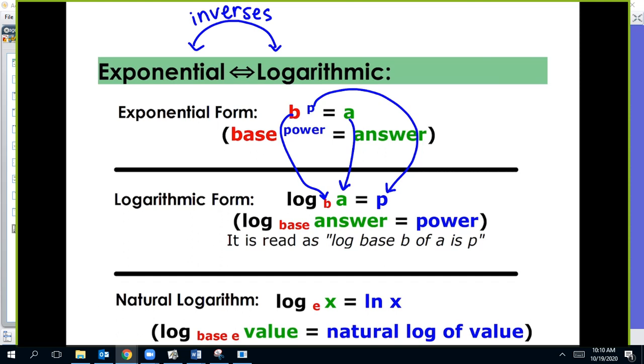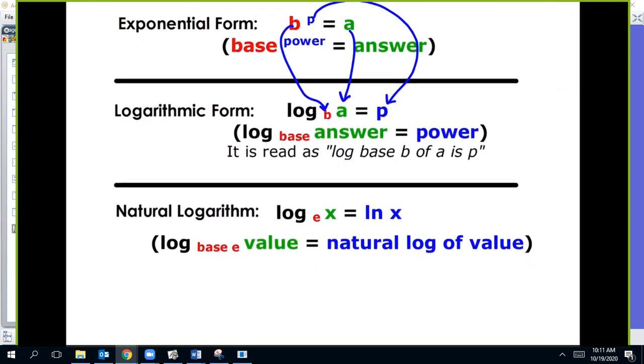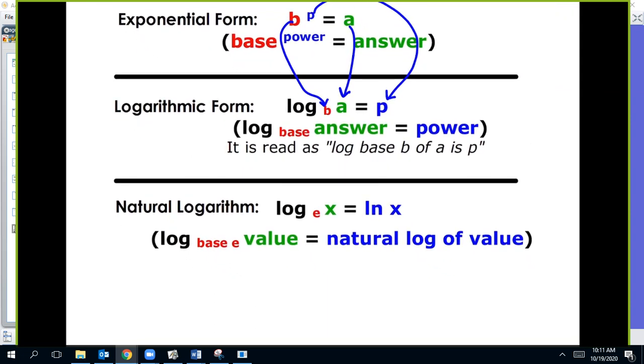And so that demonstrates how it is an inverse, because the input of one function, which is the power, is the output of another, or the output of one is the input of the other. And so we read this as log base b of a equals p. Just one last quick note is that a natural log is a log with a base e. And so log base e is equal to the natural log. You can replace this with that. Remember, we talked about e in our exponential lesson. And so anytime we have the base as e, we'll just write ln for natural log.